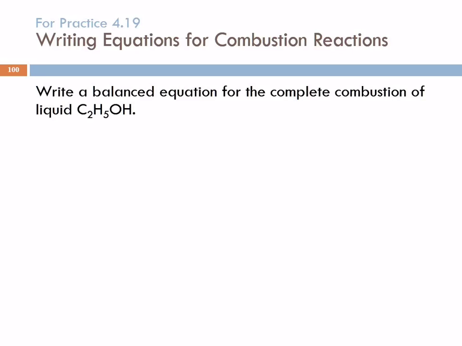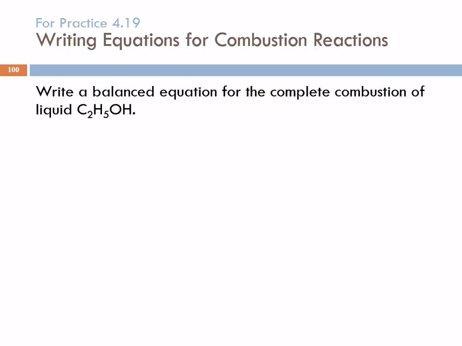Writing equations for combustion reactions. Most of the combustion reactions we're going to ask you to write are for organic compounds that contain carbon, hydrogen, and oxygen, or just carbon and hydrogen. And so what you need to remember is that the products are going to be CO2 and water, always, when you've got carbon compounds burning, provided you have enough oxygen, which we do in these cases.